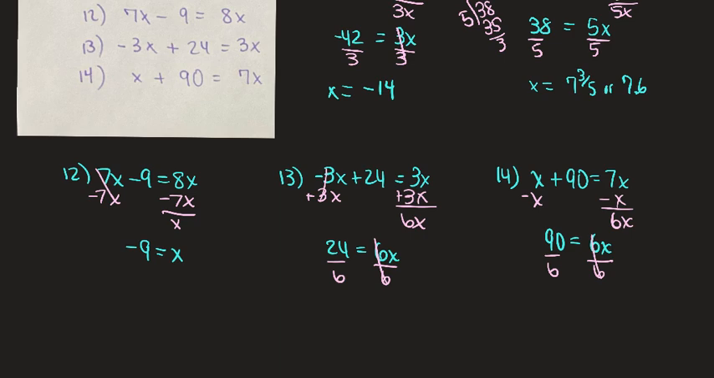All right, number 12. I'm going to move 7x's to the right, minus 7x, I get 1x, I don't have to do another step. X equals negative 9. I'm going to move the 3x to the other side by adding 3x, that makes 6x's, divide by 6, x is 4. I'm going to subtract x, 7 minus 1 is 6 x's, divide by 6, x equals 15.